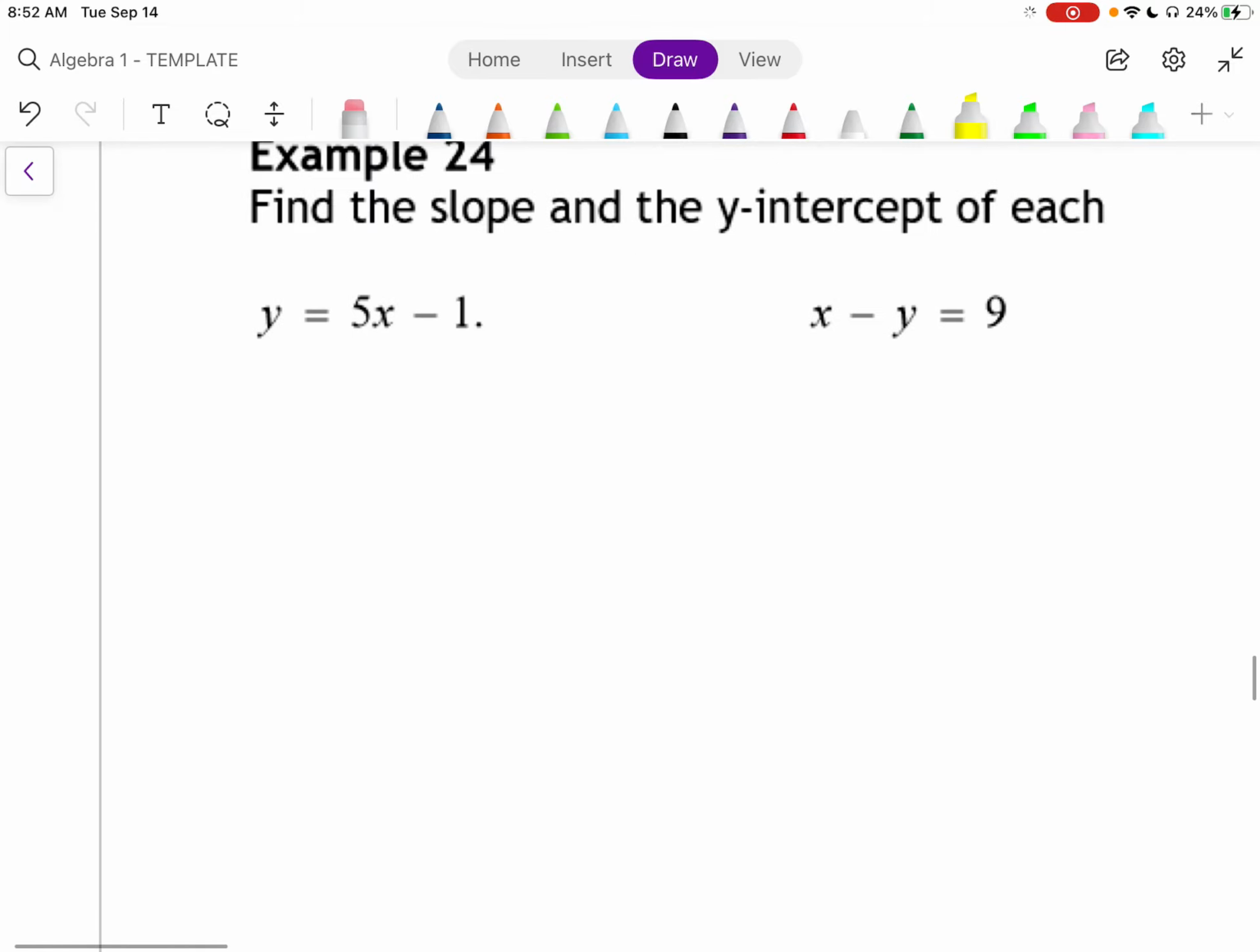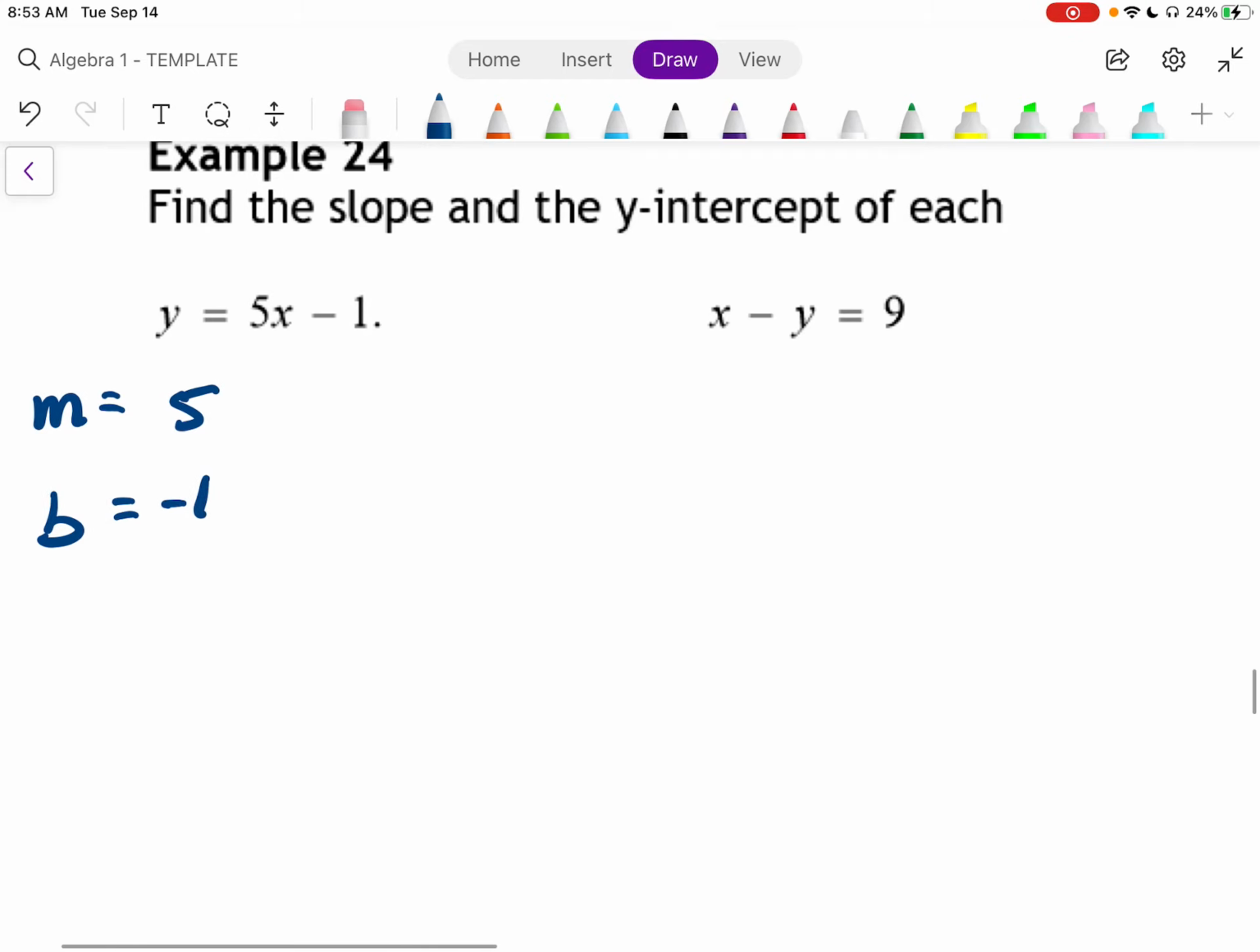Let's start off with this one right here. The slope m is going to be equal to whatever is in front of the x. It's 5. If you include the x there, it is wrong. The slope is not x. The slope is 5. The slope is not 5x. The slope is 5. And then b, the y-intercept, would be -1 here.